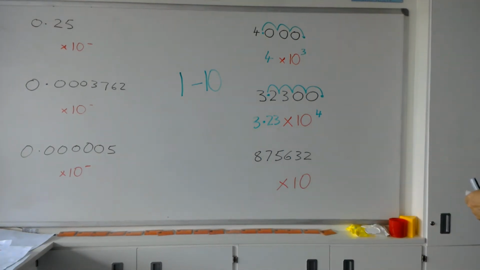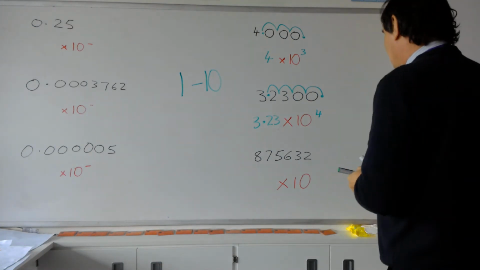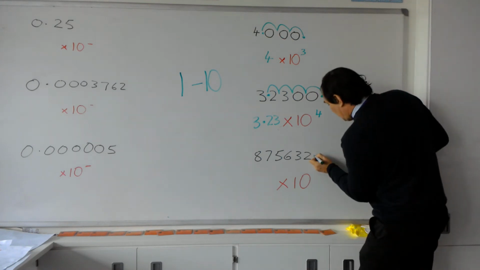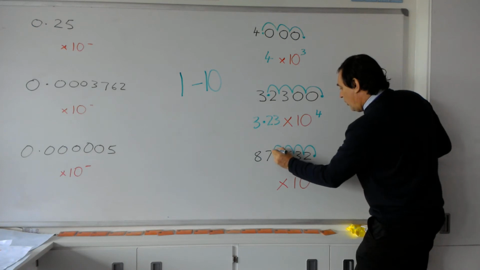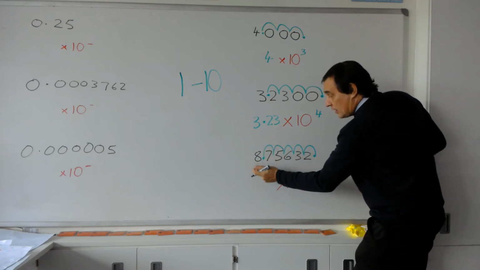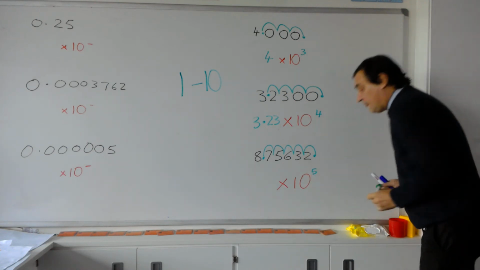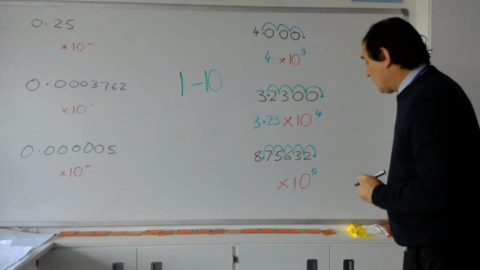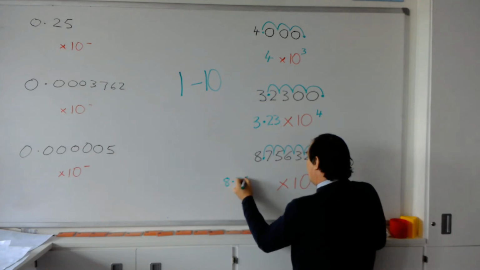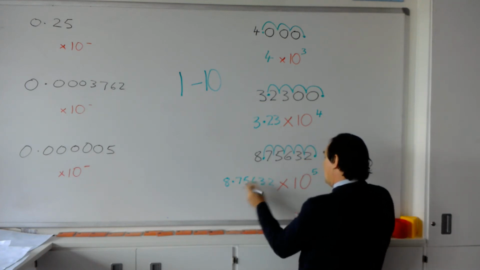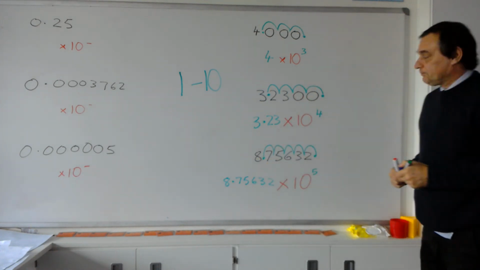Okay, one last one on these. So we've got 875,632. So start here. 1, 2, 3, 4, 5. Gives me 8.75632. So I'm going to put a 5 here first of all, because that's how many times I've bounced my decimal point. And all I do is simply write the decimal out in full, 8.75632 times 10 to the 5. So that's how you'd represent that number in standard form.